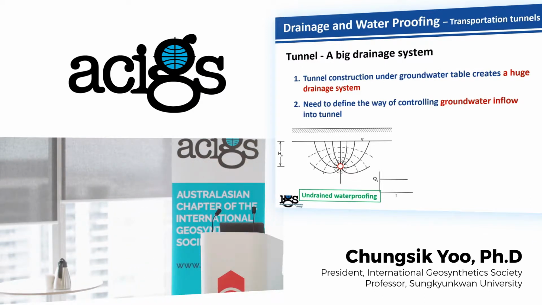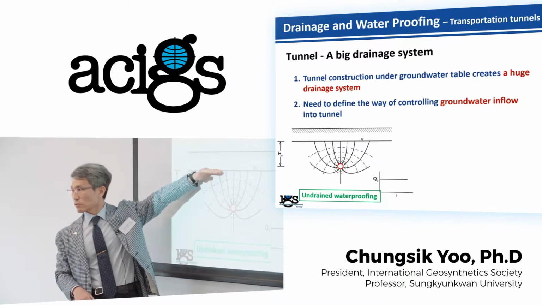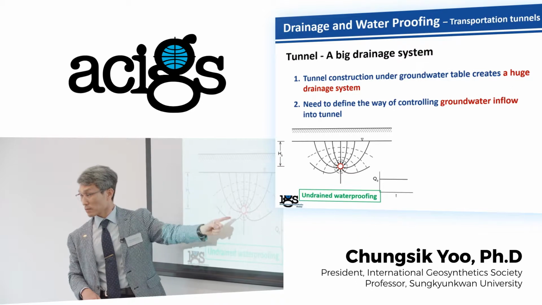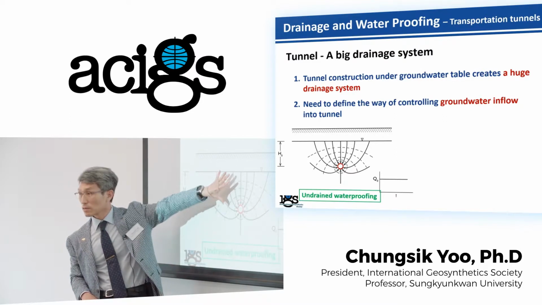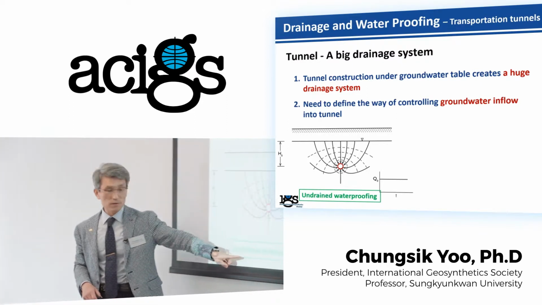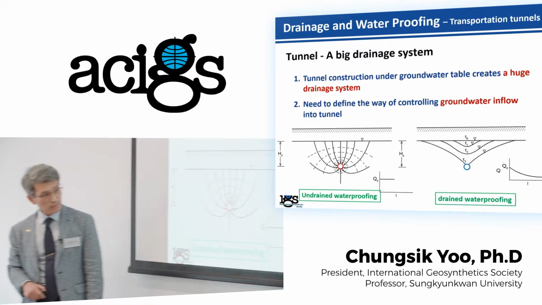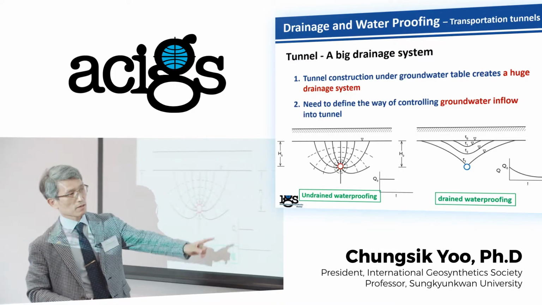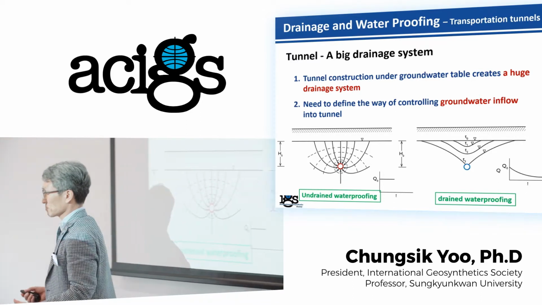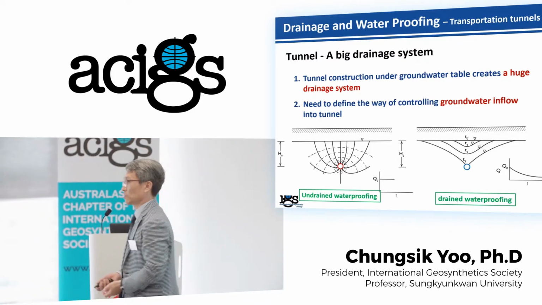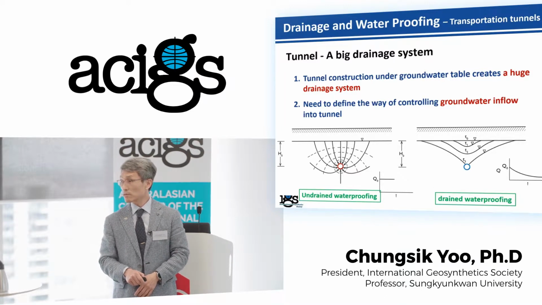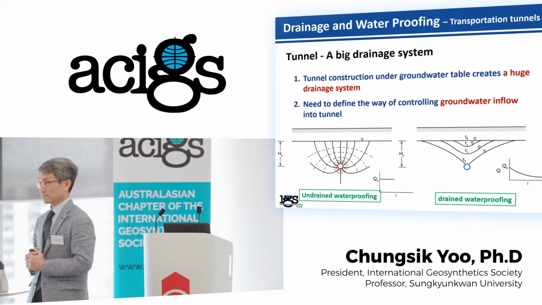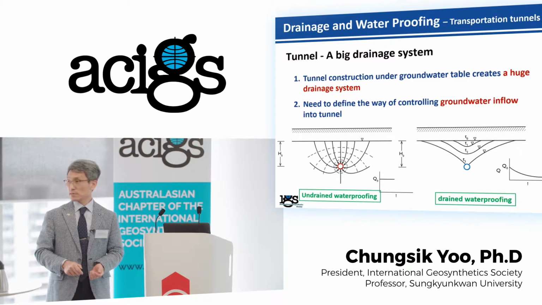If we provide geomembrane only, then the groundwater table will not be lowered. But on the tunnel, the concrete lining should be designed with this hydraulic pressure. So we call this undrained waterproofing. This is drained waterproofing, because we apply geomembrane together with a drainage system, you can lower the groundwater table. So in terms of the lining thickness, this is thicker, this is thinner. See? Structurally, the structural capacity of this lining has to be larger than this one.